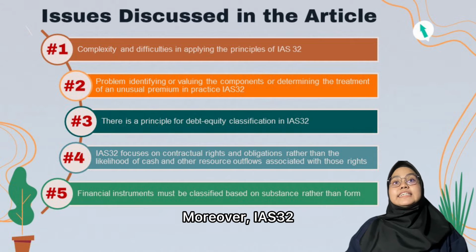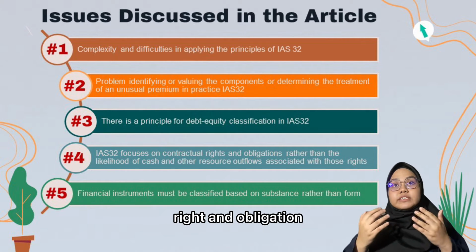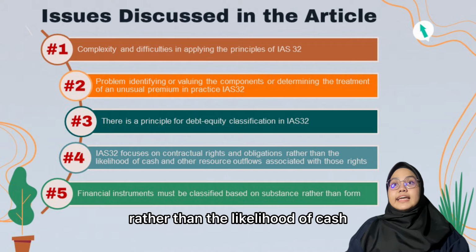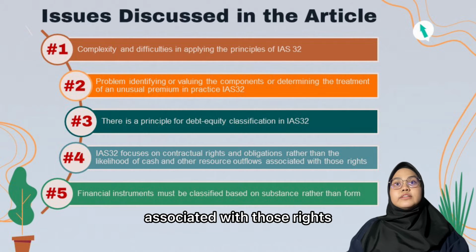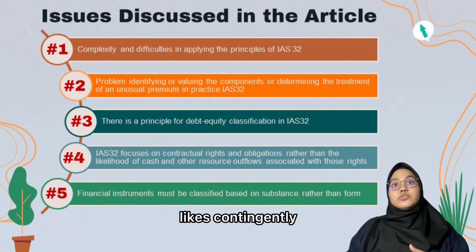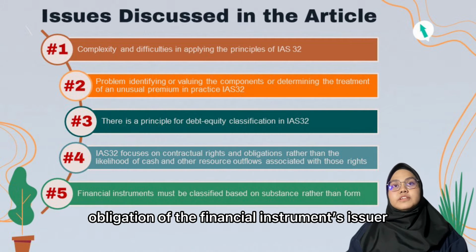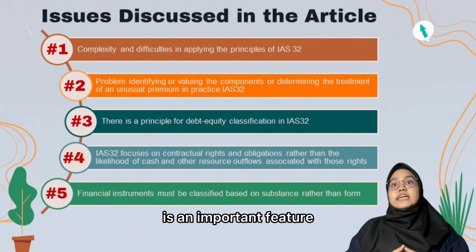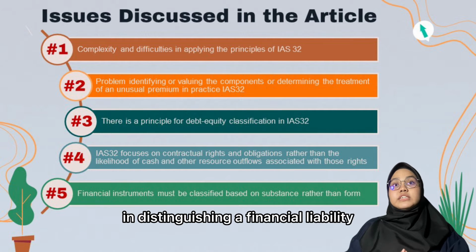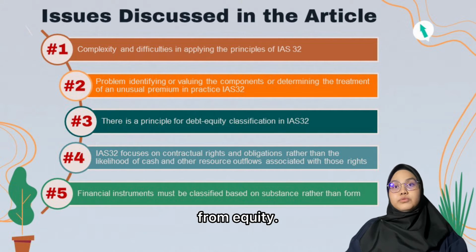Moreover, IAS 32 focuses on contractual right and obligation rather than the likelihood of cash and other resource outflows associated with those rights, like contingently convertible bonds. The contractual obligation of the financial instruments issuer to deliver another financial instrument to the holder is an important feature in distinguishing a financial liability from equity.